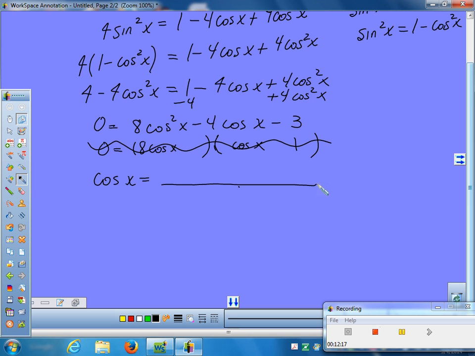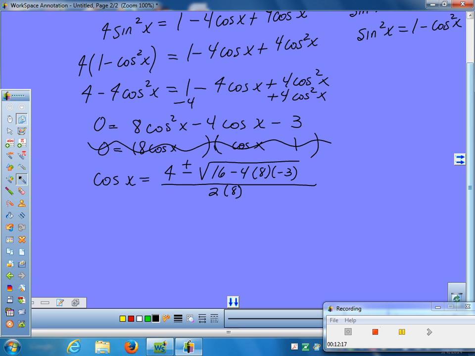Okay, so yeah, it's the quadratic formula. You've never died from the quadratic formula. Okay, so negative b is going to give me positive 4 plus or minus the square root of. Okay, b squared is going to be, I'm just going to square it, 16, make that a negative, over 2 times 8.